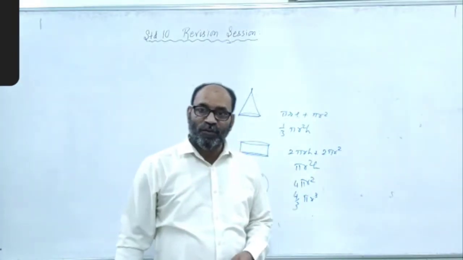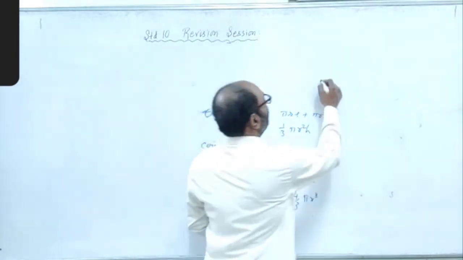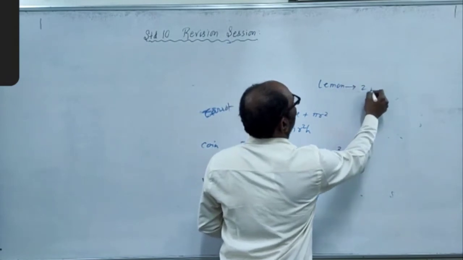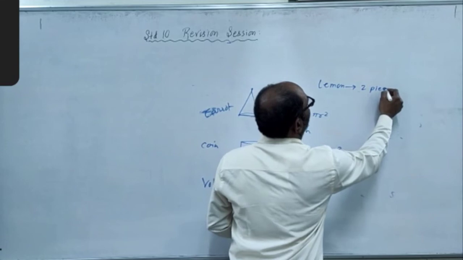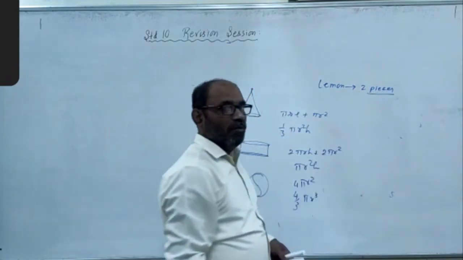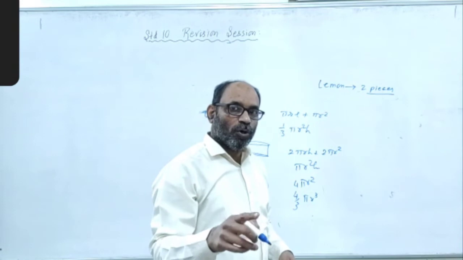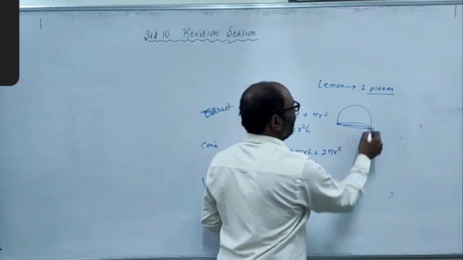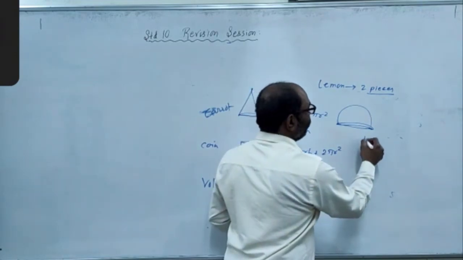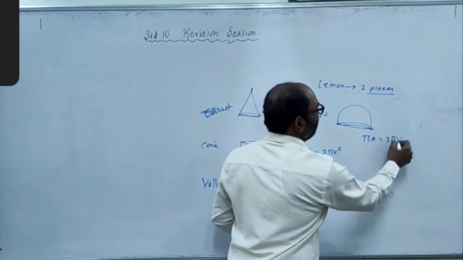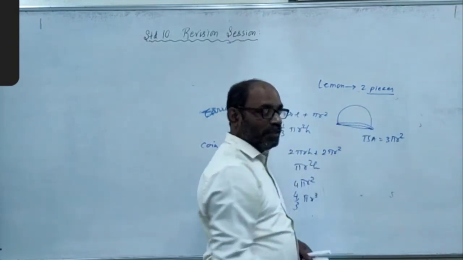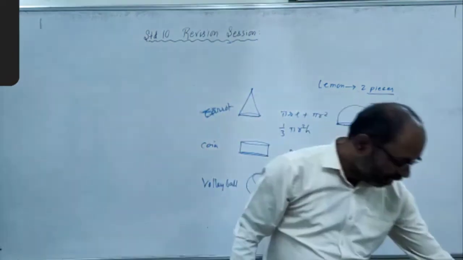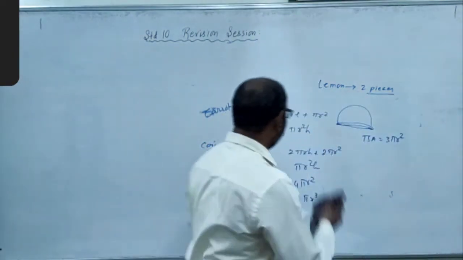What is the formula to find surface area of lemon, which is cut into 2 pieces? What is the formula to find total surface area of one piece? वो hemispherical होगा ना when you cut lemon into 2 pieces. So total surface area will be 3πr². Curve surface area is 2πr². Total surface area will be 3πr². Is that clear? समझ में आई बात?